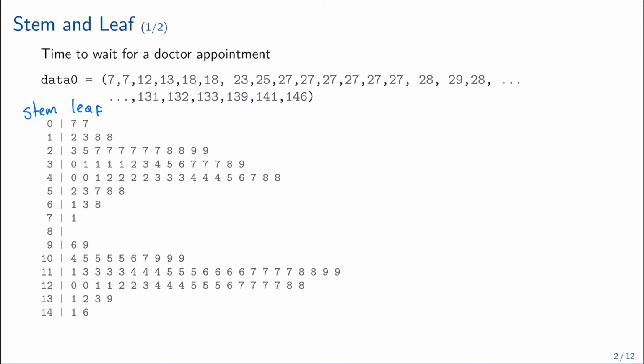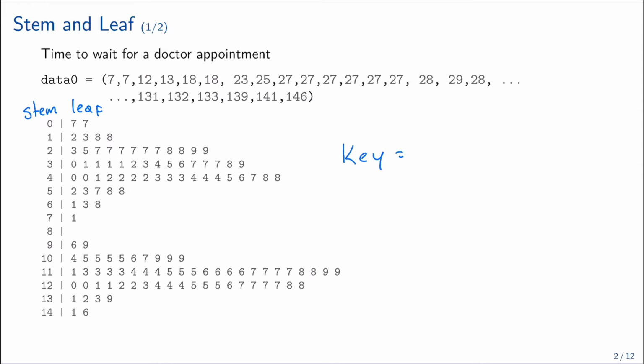When we get to this point, we have, for example, 141 minutes. That means 14 times 10 plus 1. So we can organize it with 14 as the stem and 1 as the leaf, and 14 as the stem and 6 as the leaf for 146.